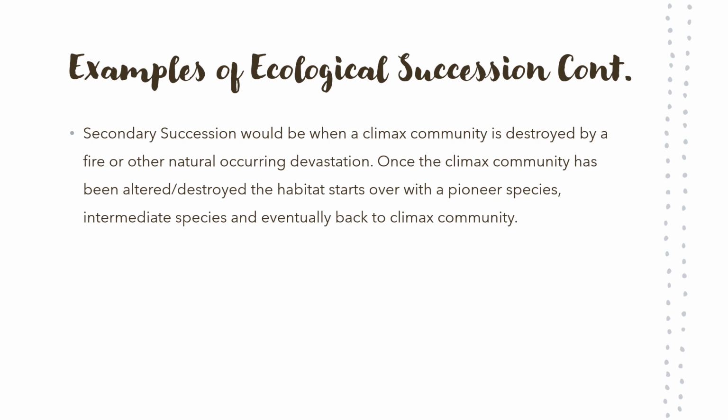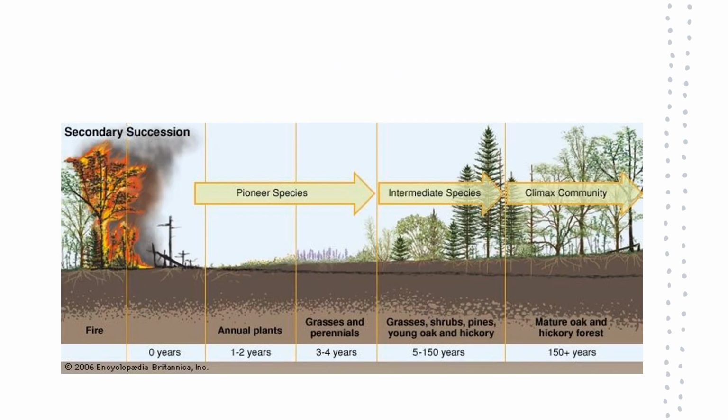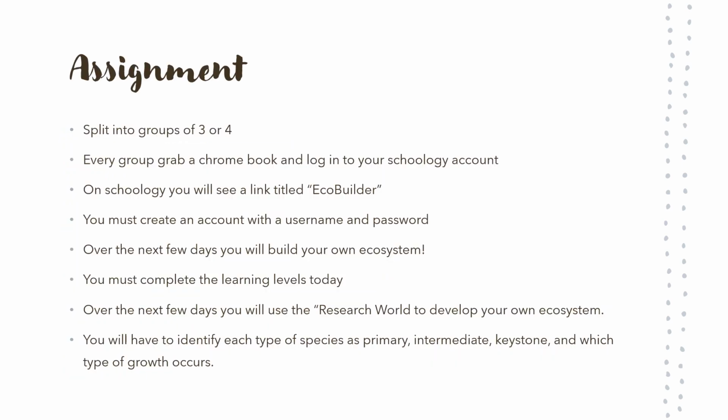All right, once the climax community has been altered or destroyed, it starts over with the pioneer species and begins your primary succession. So again, you have our picture. Before primary succession can begin, your secondary succession is what destroys it. So secondary succession is destroying, and then you go through the same process as the primary succession.